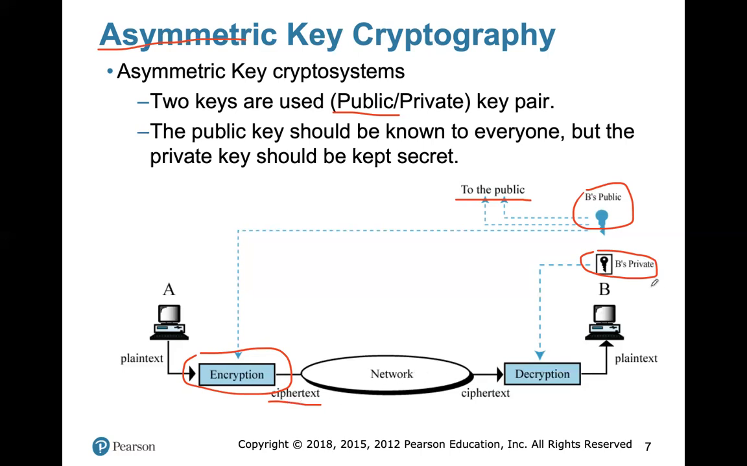B receives it, and now B has access to its own private key. B uses that private key to apply the decryption and extract the plaintext, and then B reads the data and uses it. So this is called asymmetric, or, since we have two keys, private key and public key, sometimes people also call it public key encryption algorithms. Public key or asymmetric, they both refer to the same thing.